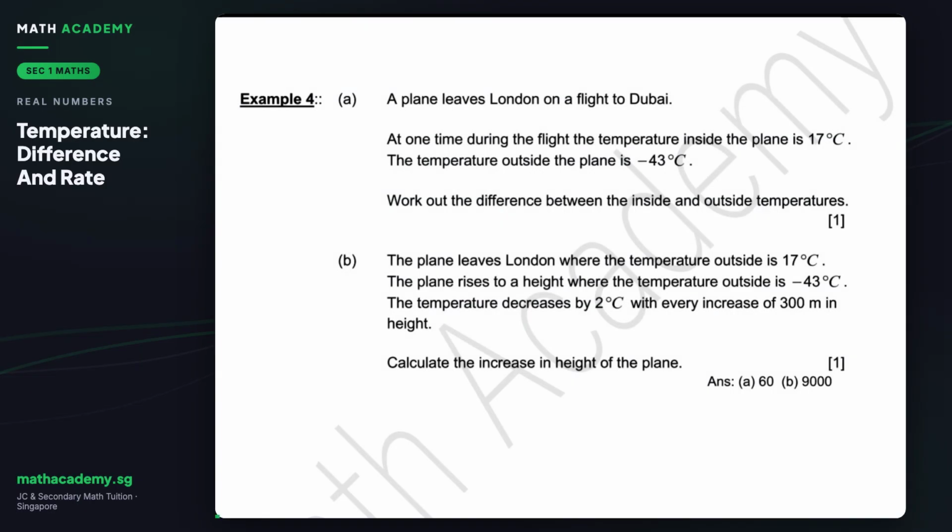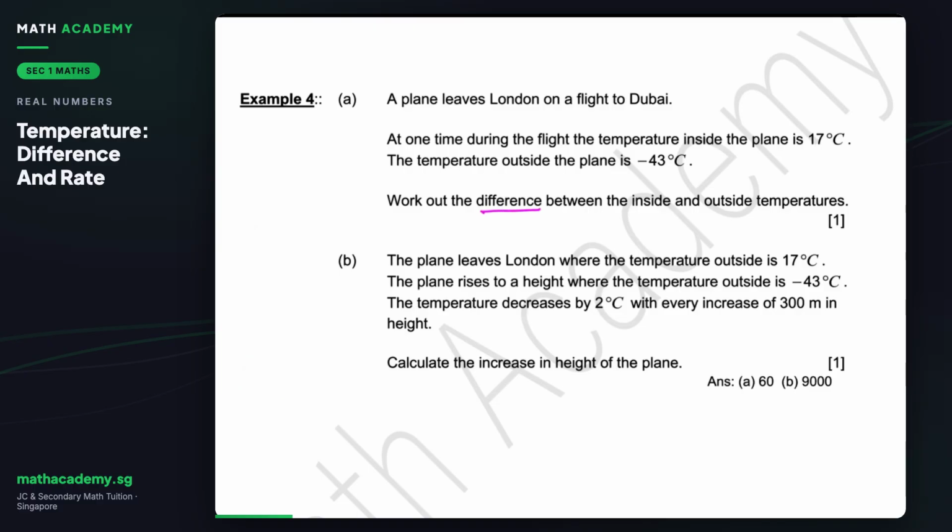Example 4. Part A. A plane leaves London on a flight to Dubai. At one time during the flight, the temperature inside the plane is 17 degrees Celsius. The temperature outside of the plane will be negative 43 degrees Celsius. Find out the difference between the inside and outside temperatures.